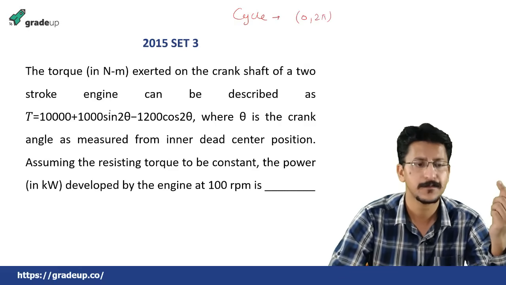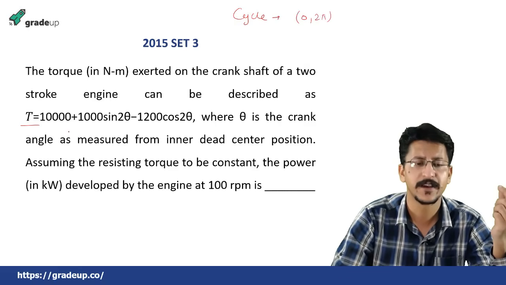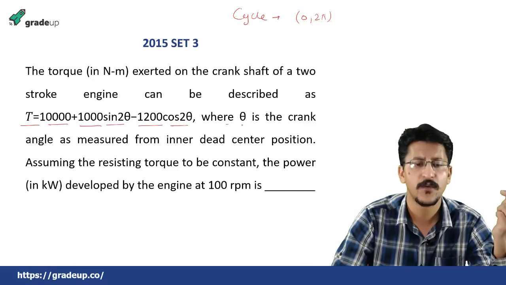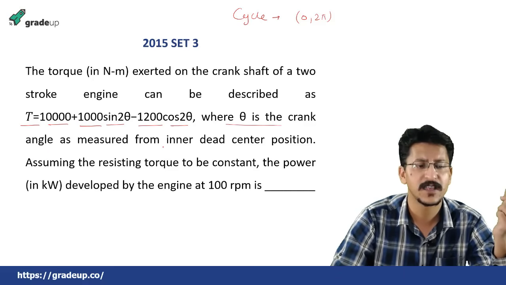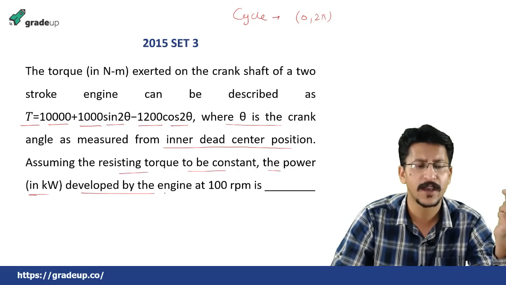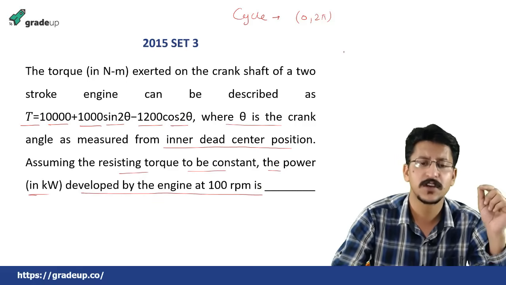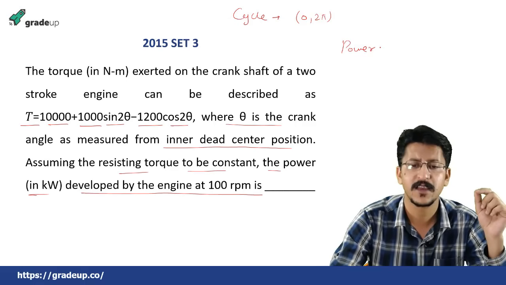Then the turning moment has been given as T equals 10,000 plus 1000 sine 2 theta minus 1200 cos 2 theta, where theta is the crank angle as measured from inner dead center position. Assuming the resisting torque to be constant, the power in kilowatt developed by the engine at 100 rpm is. Very simple question. You just need to know that power is equal to T mean into omega.